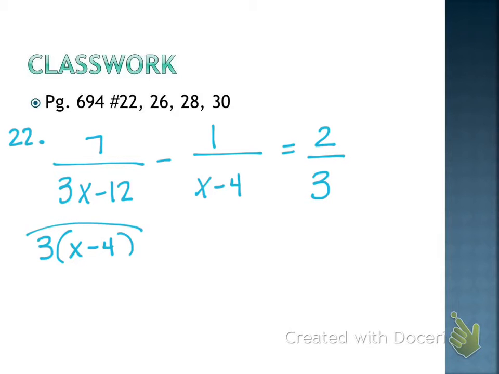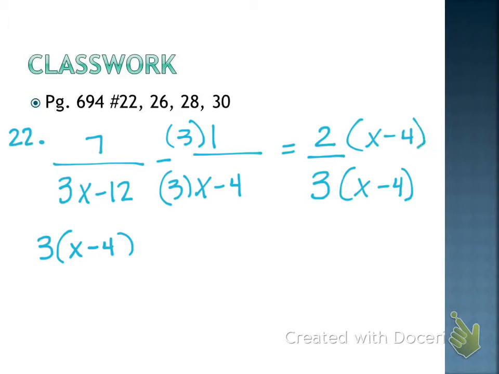So do I need to do anything to this denominator right here? Nope, it's good just like it is. What do I need to do to the second denominator? Multiply by 3. Whatever I do to the bottom, I got to do the top. And what do I need to do to the third denominator? Multiply by x minus 4. Whatever I do to the bottom, I've got to do to the top. Now that I have my common denominators, I can just simply cross through them, and we solve.